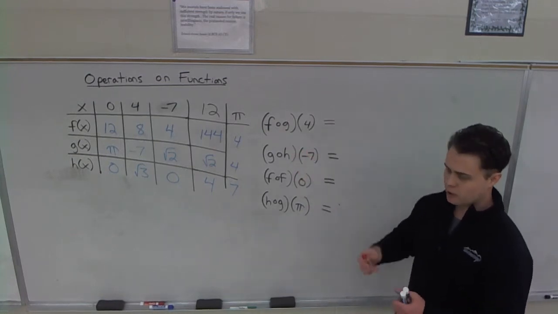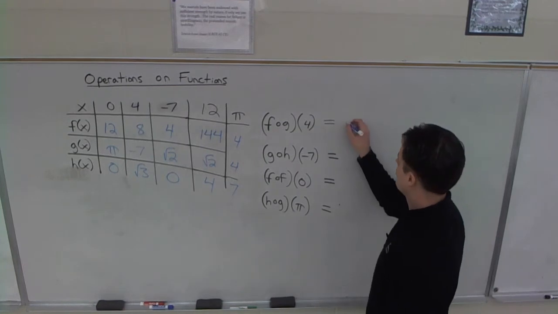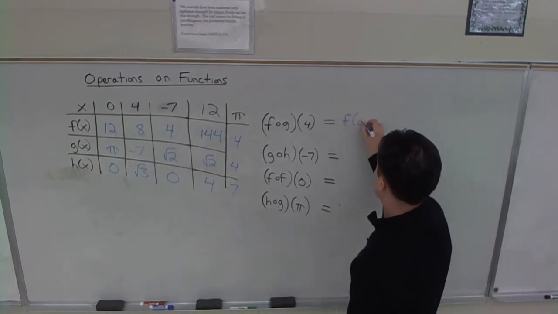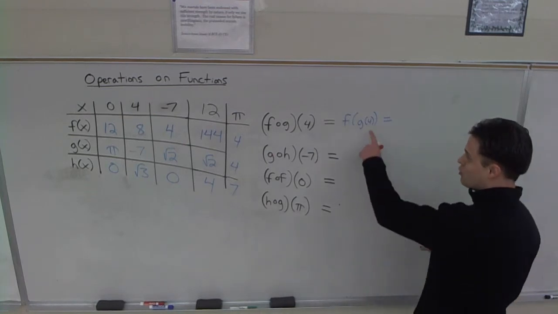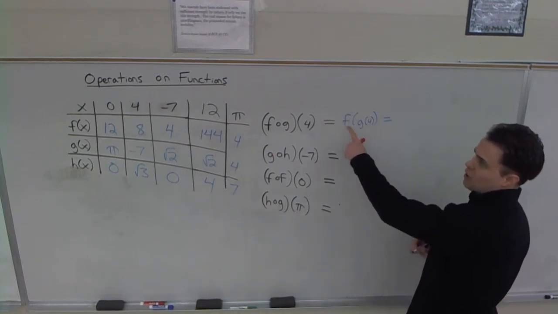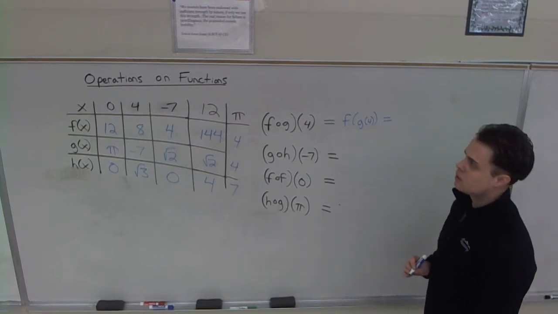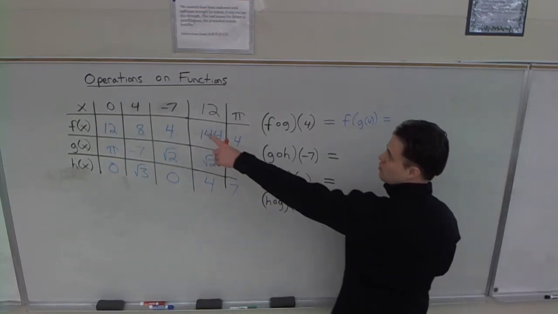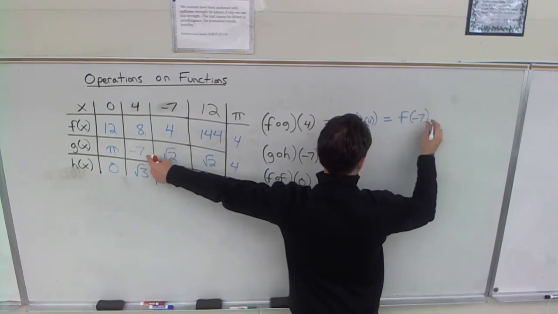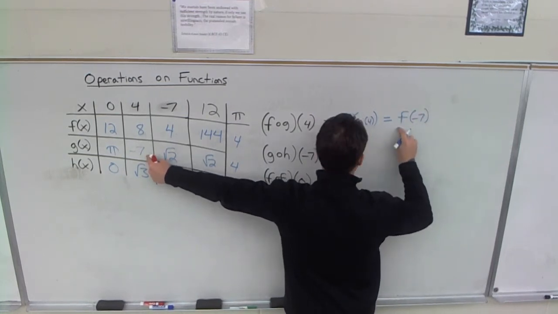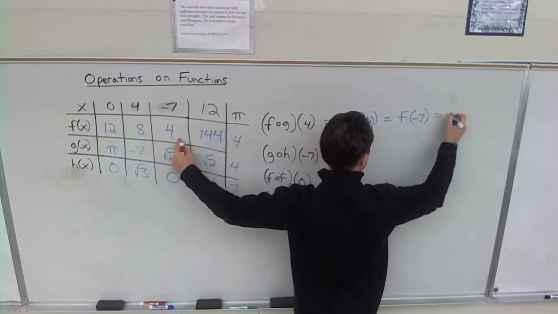So f of g of 4. If I'm going to do this, you guys know the first step you should do: write it down, not plug it in. Now you can plug 4 into g. So do we have a value for 4 in g of x? Yes. -7. That's right. g of 4 is -7. This says f of -7. Now put -7 into f. -7 into f is 4. There's the answer.